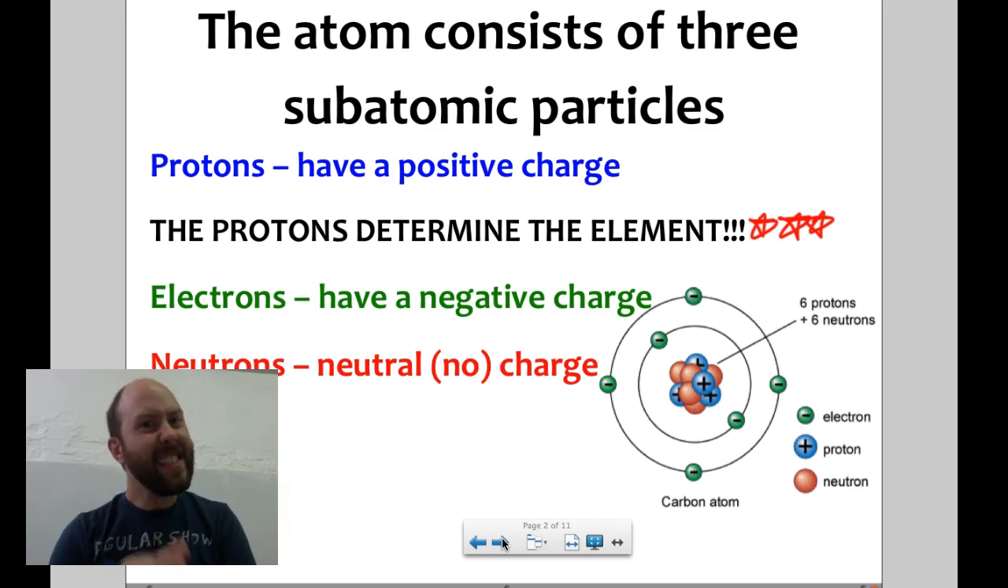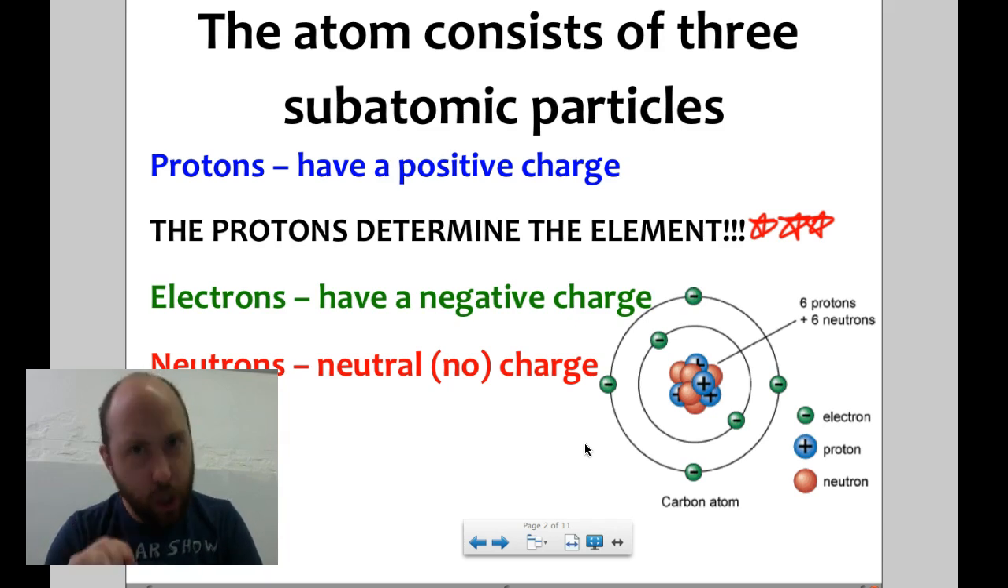There are three subatomic particles. The first one are the protons. Now remember, protons have a positive charge. I kept them blue, that way when you look at the diagram over here, you can easily see them as blue. So again, easy way to remember protons, protons positive, positive protons, P and P.